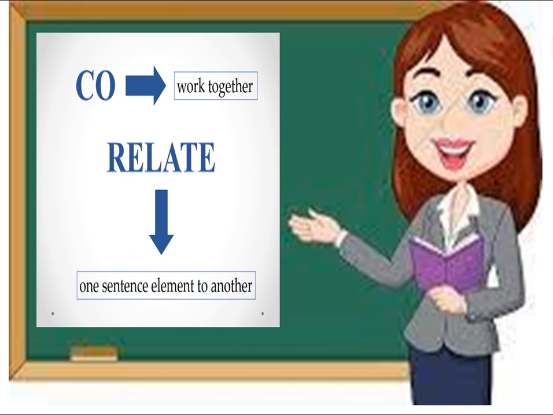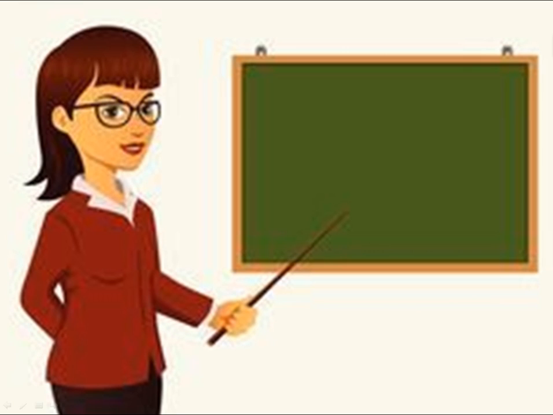So what does correlative mean? Co is a Latin word which means work together, and the word relative pertains to your uncle, grandmother, grandfather and someone you are related to. So they work together and relate one sentence element to another. So correlative conjunctions are not single words, they work in pairs and you have to use both of them in different places in a sentence to make them work.